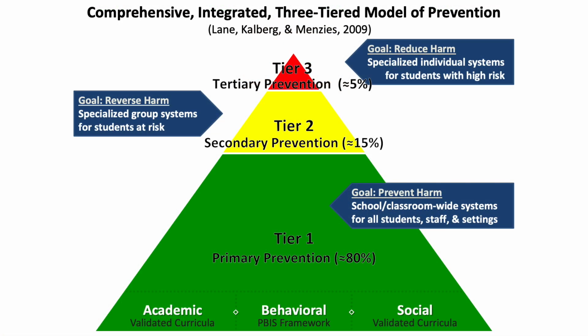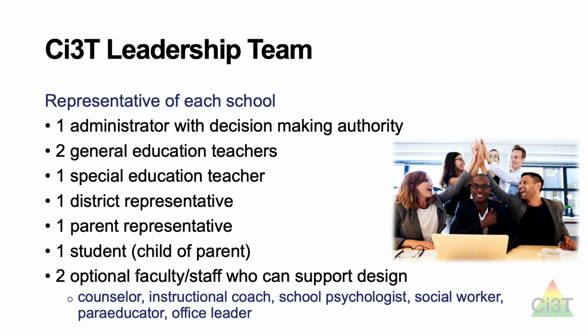In the past, you may have heard about primary, secondary, and tertiary supports, and some of you have heard the terms Tier 1, Tier 2, and Tier 3. These are essentially interchangeable terms. The model is built by school site Ci3T leadership teams who are representative of faculty and staff. They will build the school's Ci3T implementation manual over the course of a school year, with feedback from all faculty and staff.